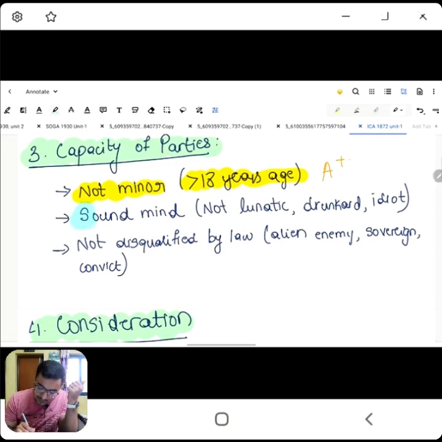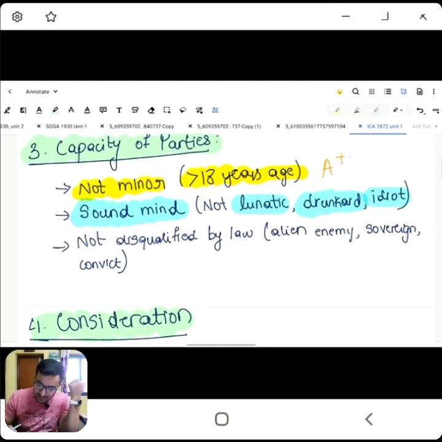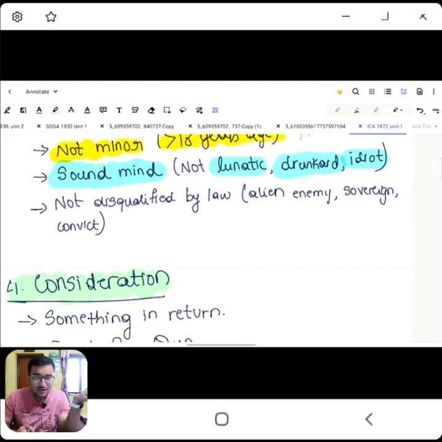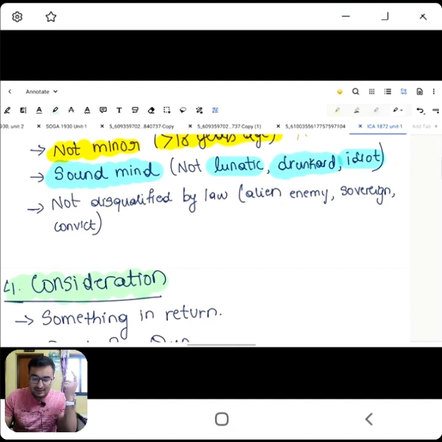So the person has to be a person of sound mind, which means he should not be a lunatic, that is, crazy. He should not be under the influence of alcohol, that is, he should not be a drunkard, and he should not be an idiot, right? Idiot has a meaning. Idiot means mad. It's not how casually we call somebody an idiot. It's not like that. You should be mentally insane, then you cannot enter into contracts. And thirdly, you are disqualified from contracting if the law says that this person can't enter into a contract.